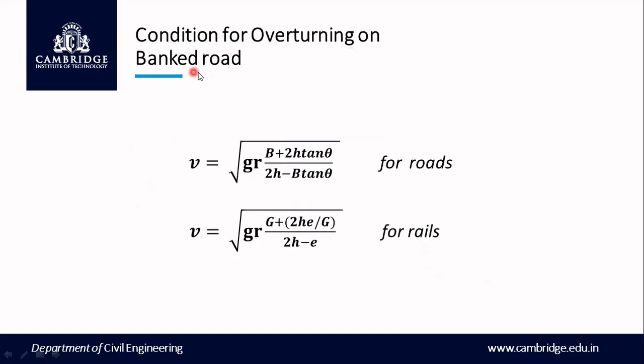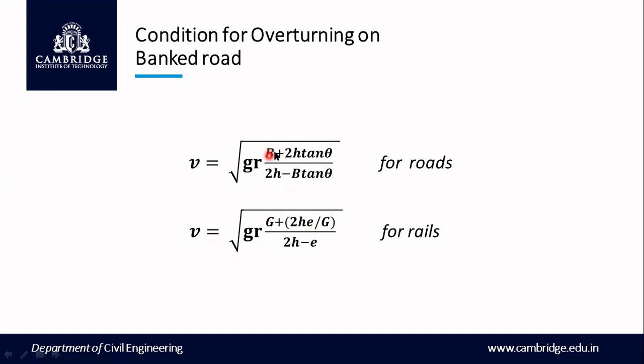Next is overturning on the banked road. Condition for overturning on the banked road, that might be in the case of roads or in the case of rails. If you want to check, we have two equations to remember. In the case of roads, v is equal to square root of g into r into (b plus 2h tan theta) divided by (2h minus b tan theta). And for rails, v is equal to root of g r into (g plus 2h e) divided by g, whole divided by (2h minus e). We know all the terms g, r, h, theta, everything.